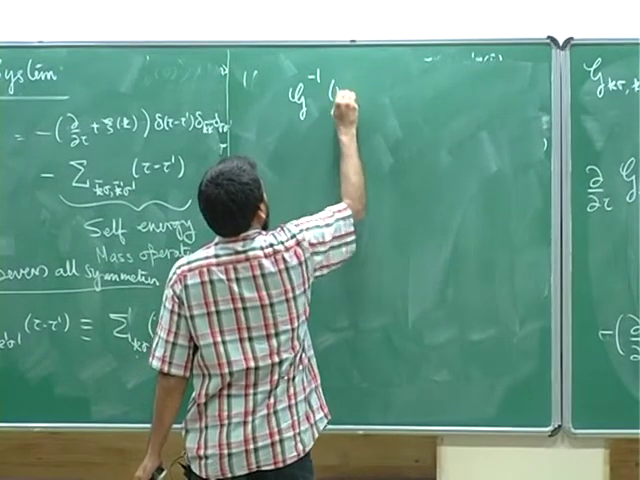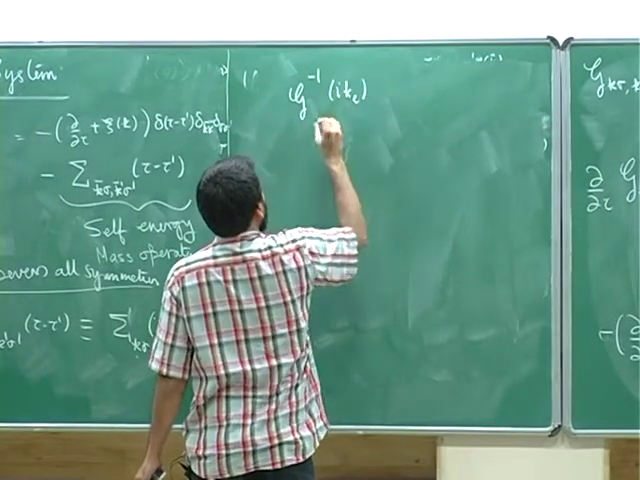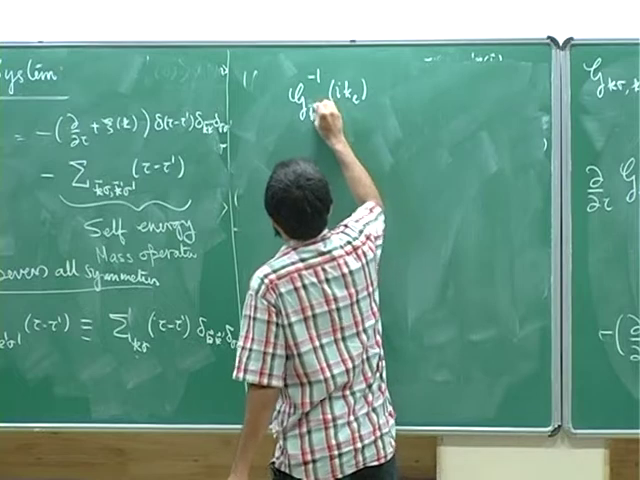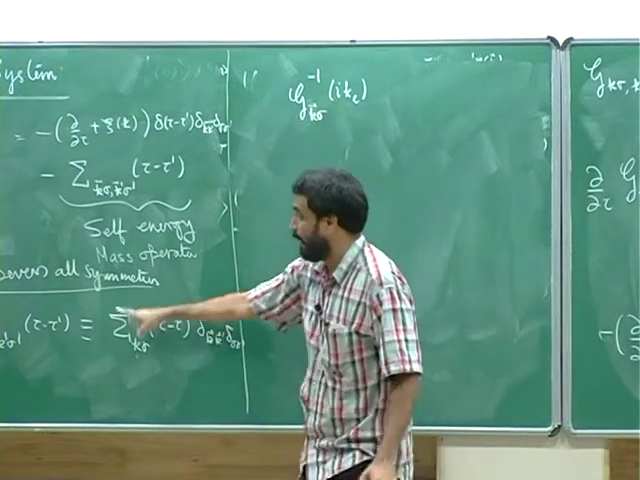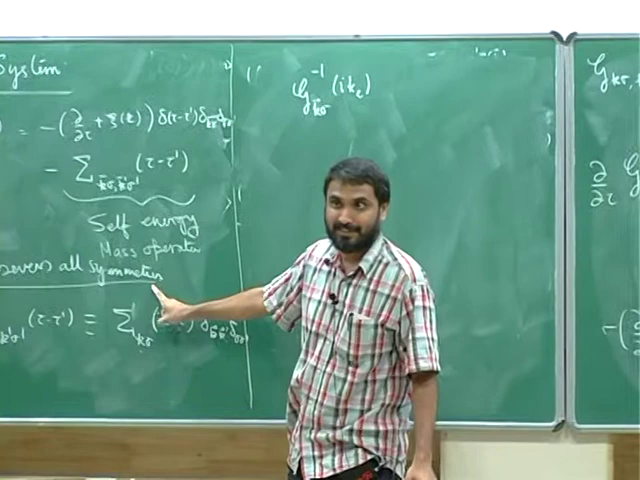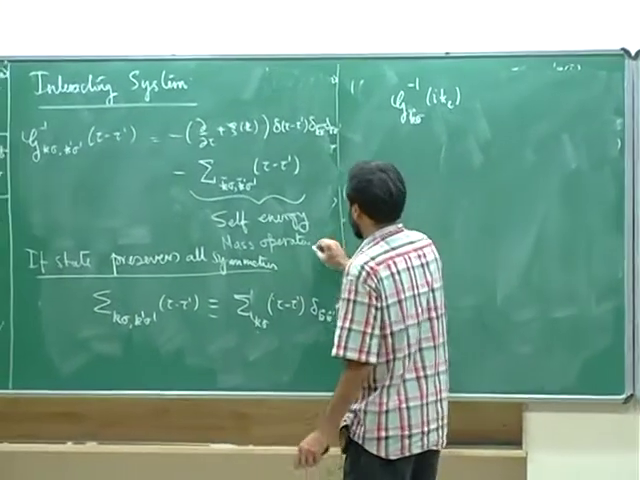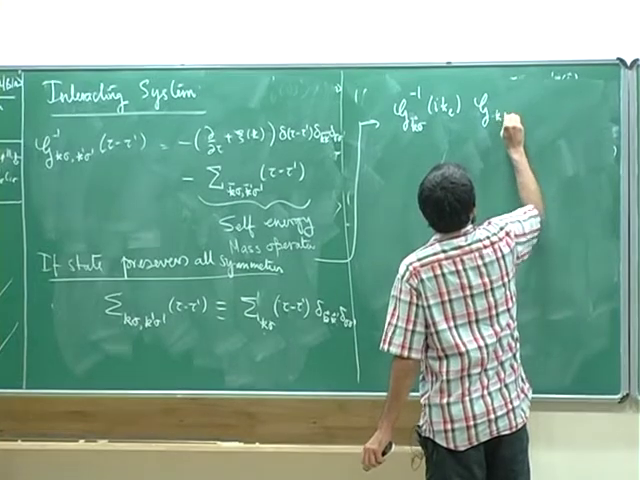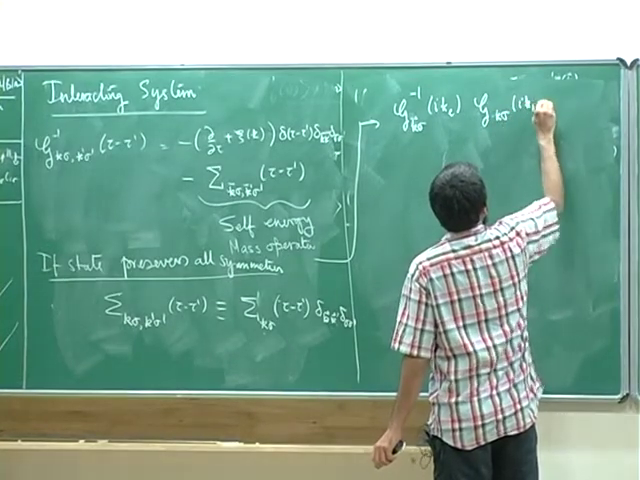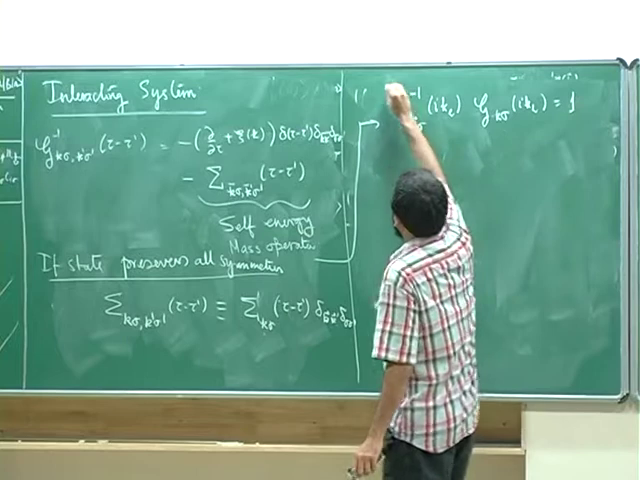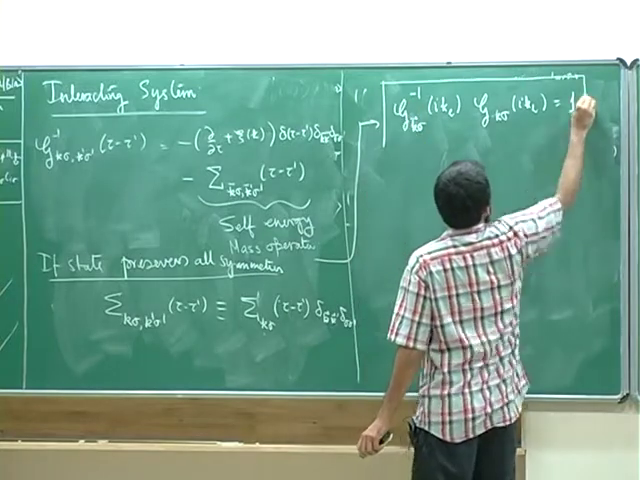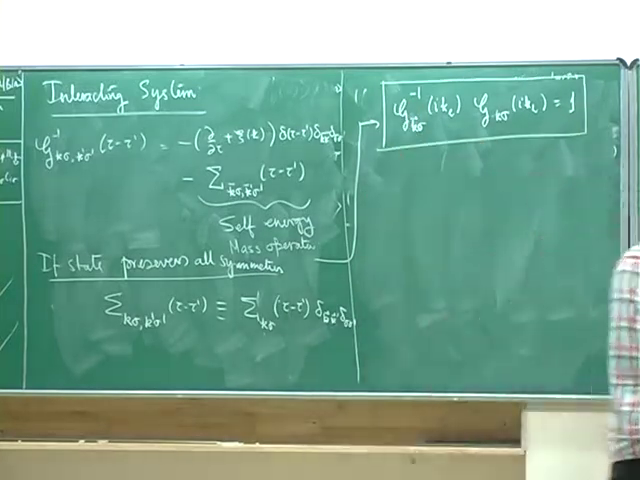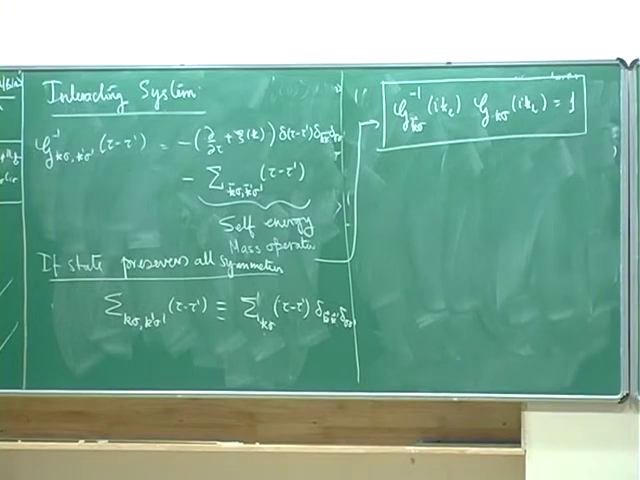G inverse of iωₖ, and I just need to put one label now. The reason is that I'm in this kind of state, which doesn't break any symmetries, multiplied by G_{kσ} of iωₖ equal to 1. Okay, you have to show this. You have to start from here, and you have to show that. Okay, this will be satisfied for every iωₖ. That's the result.